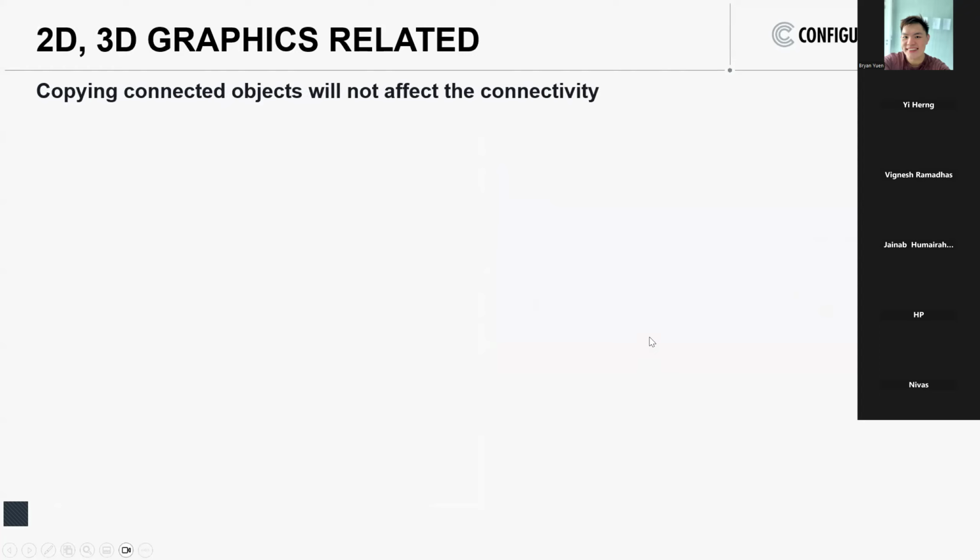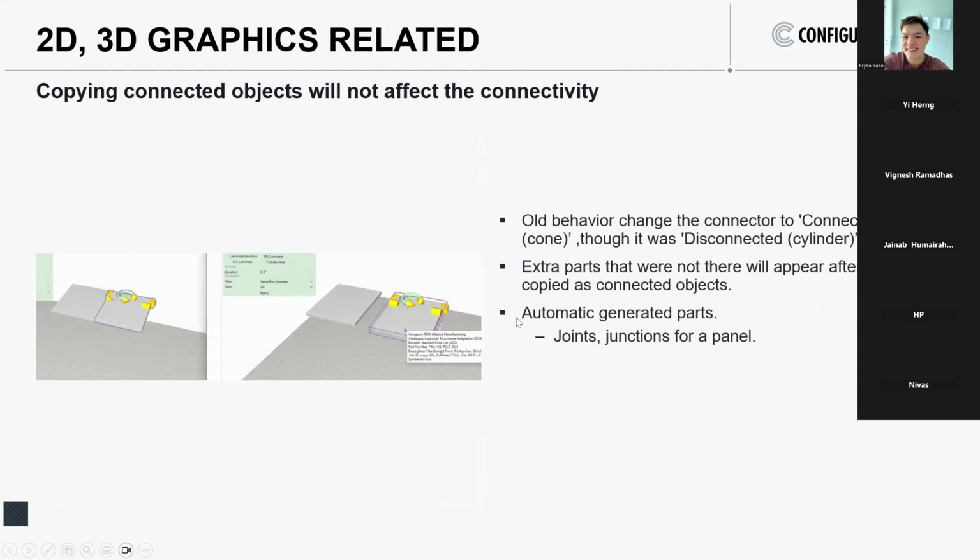So the next change is regarding 2D and 3D graphics. This is a fix regarding the copying of connected objects. Before this, it would not affect the connectivity when copied.